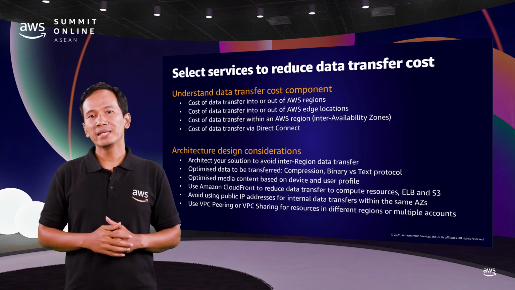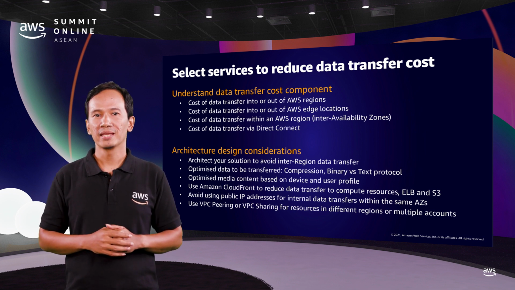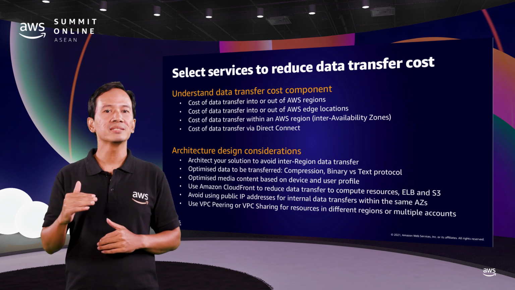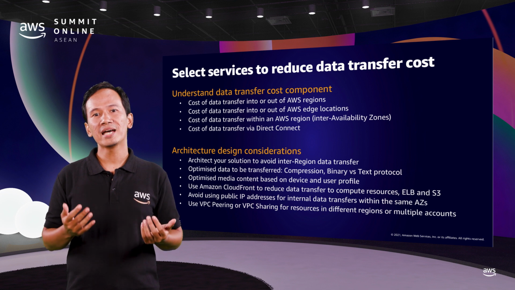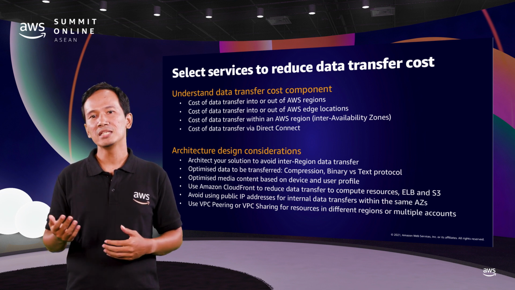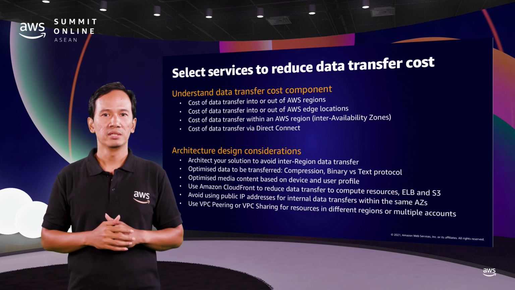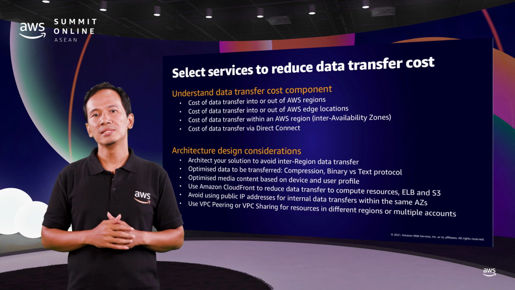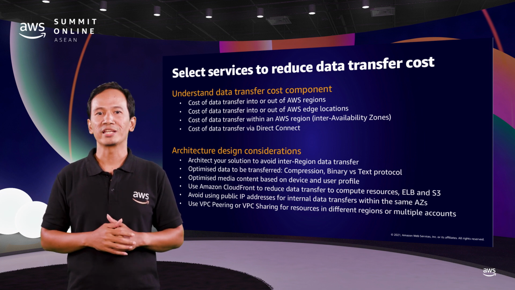While you design your application architecture, you need to know the data transfer cost components and ensure that you optimize data transfer costs. Think of some architectural design considerations such as network optimization and application optimization to reduce the amount of data transfer. Another example is to select services such as Amazon CloudFront to reduce data transfer costs.